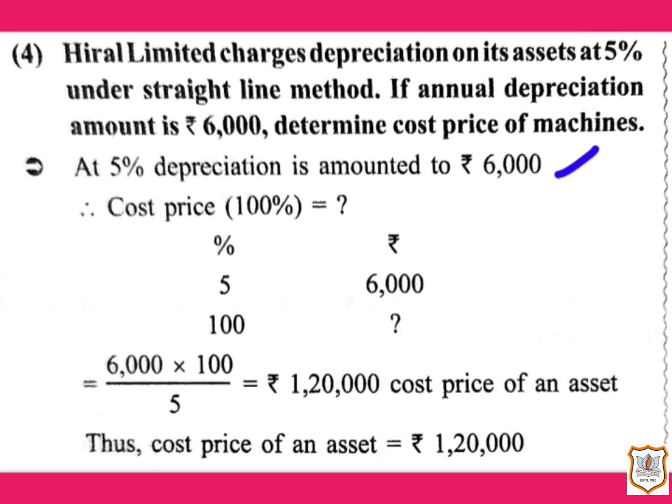So if 5% is the depreciation rate and on that the amount of depreciation is rupees 6,000, so if we assume cost price 100%, what would be the amount? So here by cross multiplication we will get 1,20,000, that is the cost price of the asset. So here cost price of an asset would be 1,20,000.